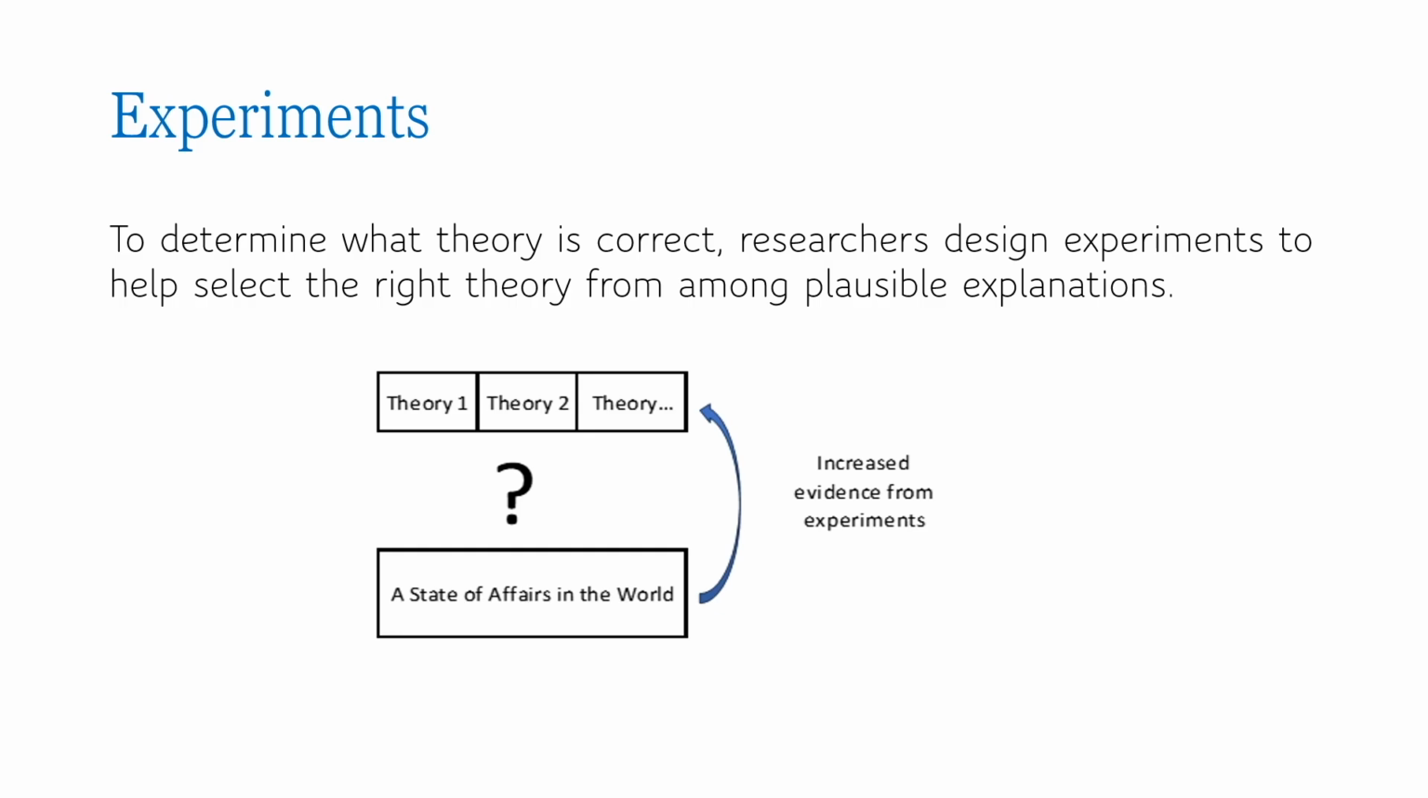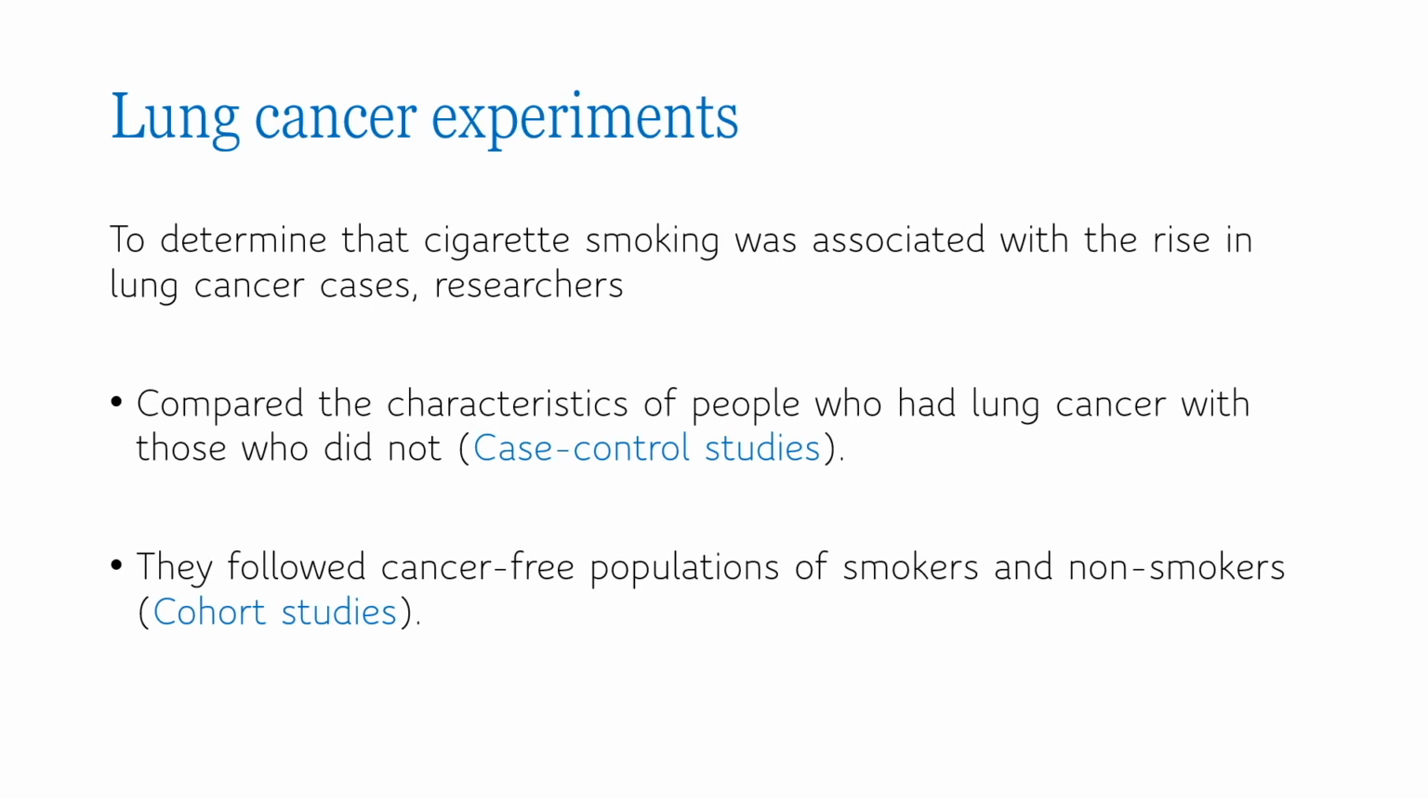To determine which theory is correct, researchers often design tests or experiments to help select the right theory from among plausible explanations. To determine that cigarette smoking was associated with the rise in lung cancer cases, researchers compared multiple times in different places the characteristics of people who had lung cancer with those who did not. These are case control studies. They followed cancer-free populations of smokers and non-smokers to see if one group was more likely to develop lung cancer in the future. These are cohort studies.